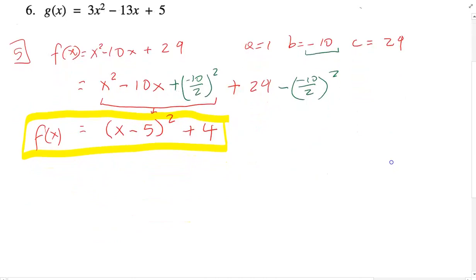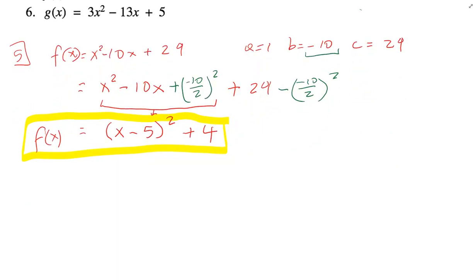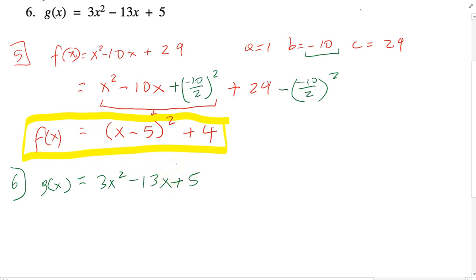Now for the next problem, g of x equals 3x squared minus 13x plus 5. We do a similar thing. But before we do that, we will factor out our 3 so that in completing the square, we only have the x squared. So we'll factor out the 3. So we have x squared minus 13 over 3x, then to that, we're going to do a plus 5.